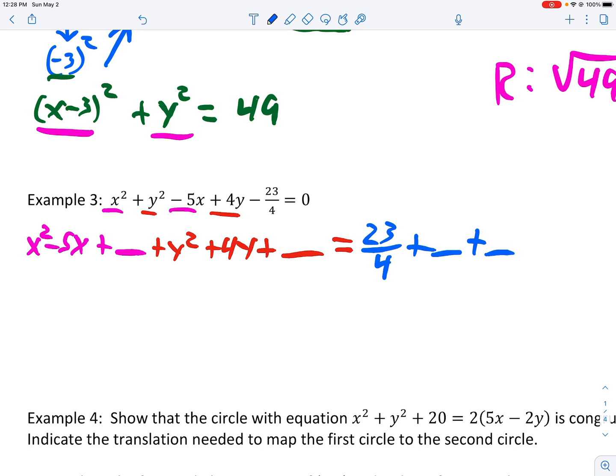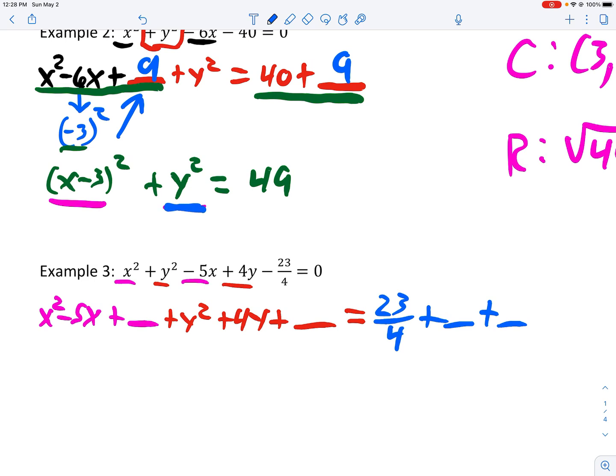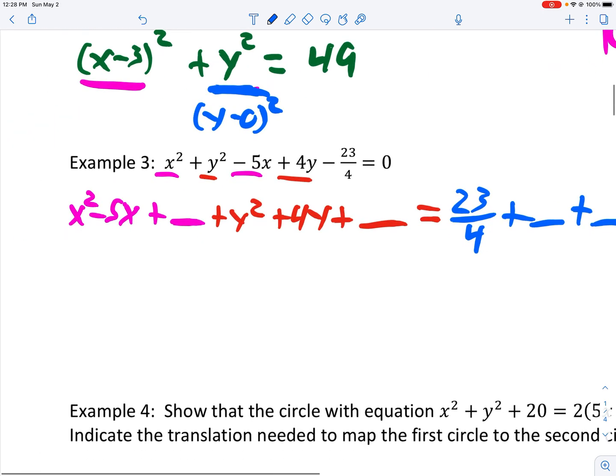That's what happened on the example above. All we had was the y squared. It's already a perfect square, right? It's the same thing as writing y minus 0 squared. That's a perfect square. We just don't write the 0. So we're going to complete the square.